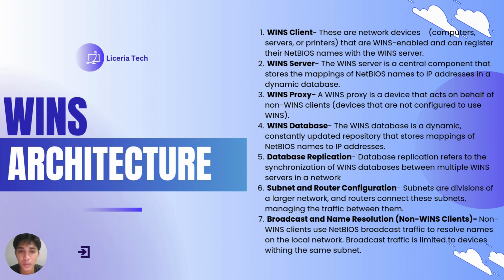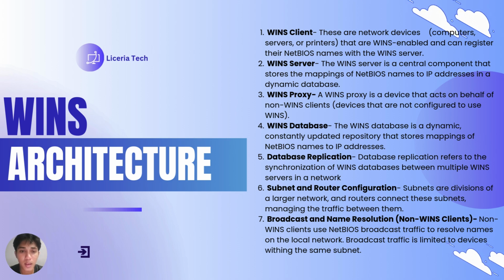It has three roles: data consistency, redundancy, and load balancing. Data consistency is a replication. Make sure that all WINS servers have the latest information about names and IP addresses. It doesn't matter which server a client connects to, they will have the same up-to-date data.